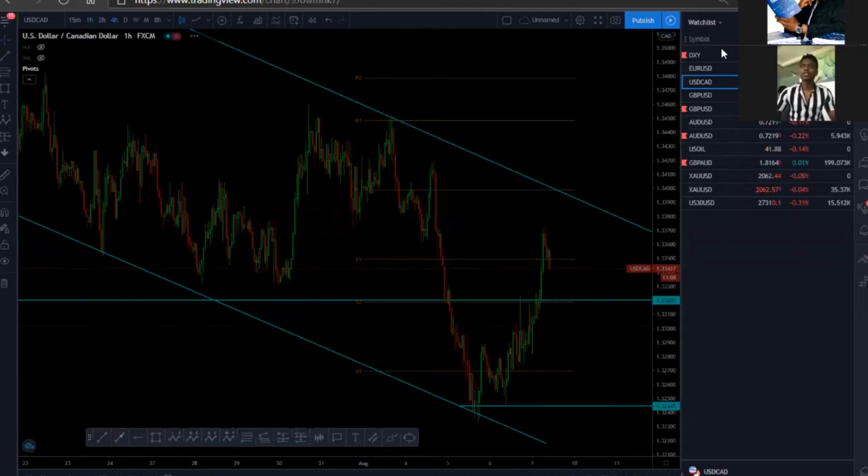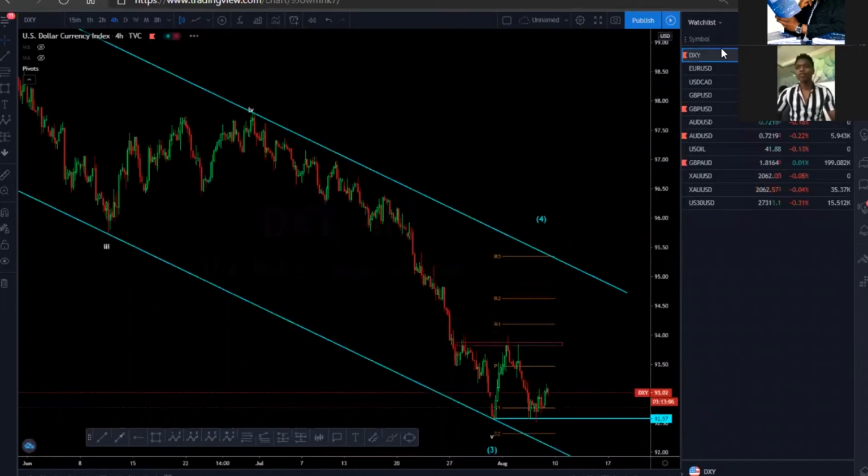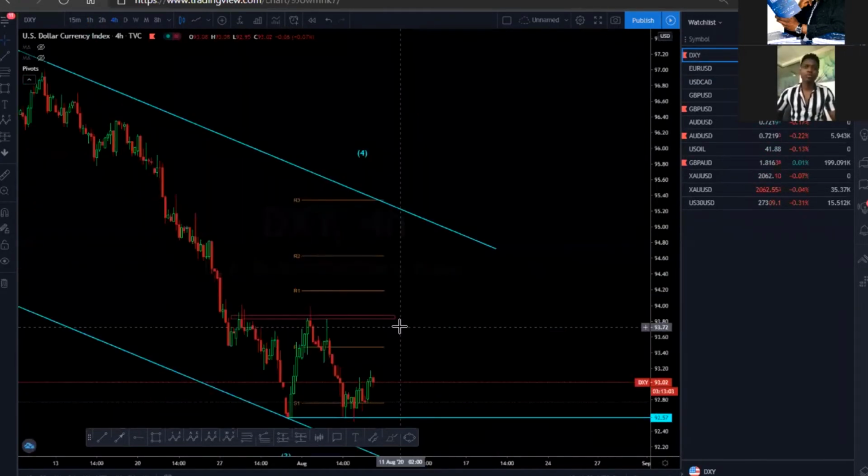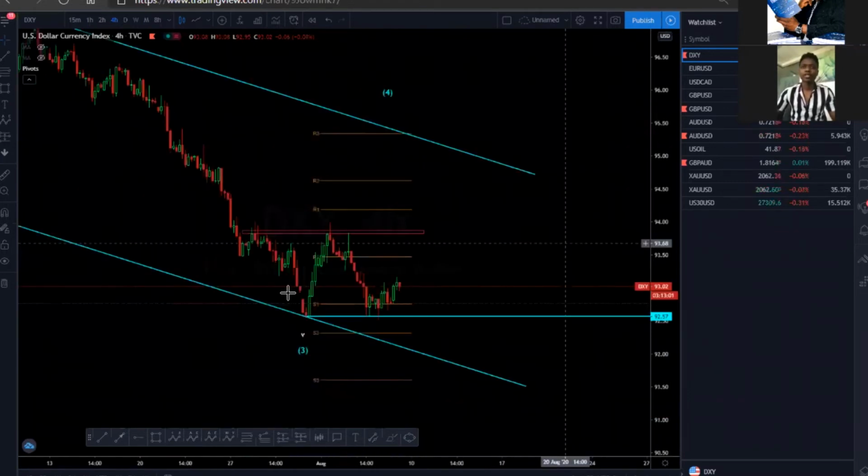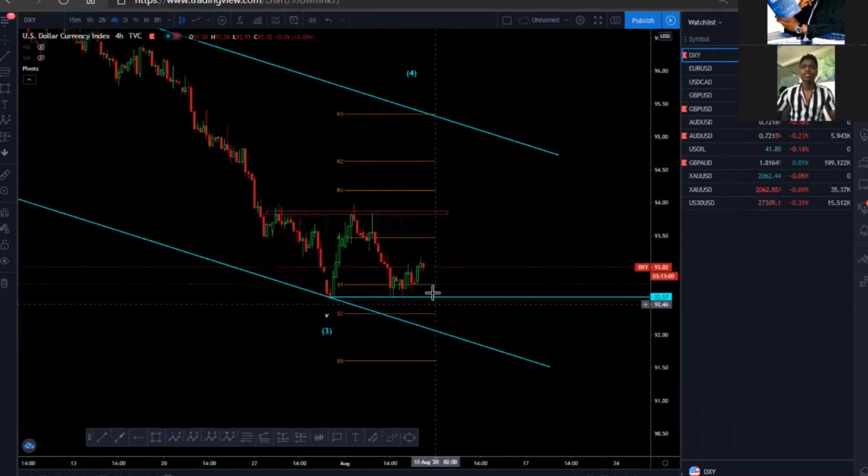Dollar index is really still wide. Right now I don't have that clear analysis. It's also forming a double bottom. That's what we're getting here, another double bottom. The market hasn't really formed new lows.